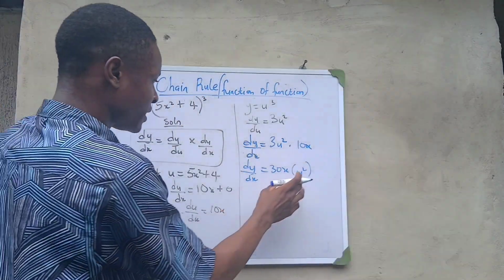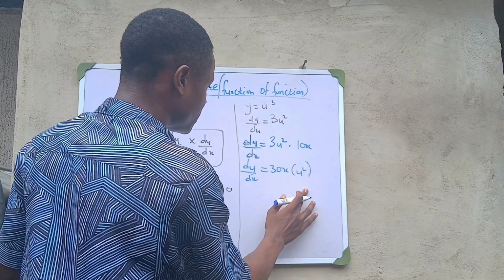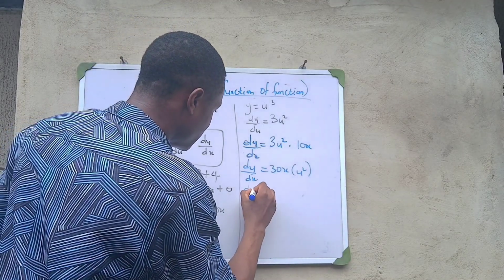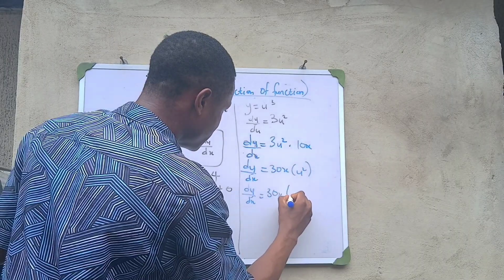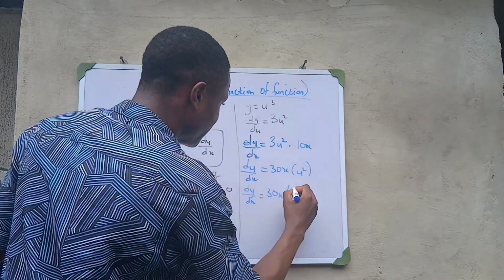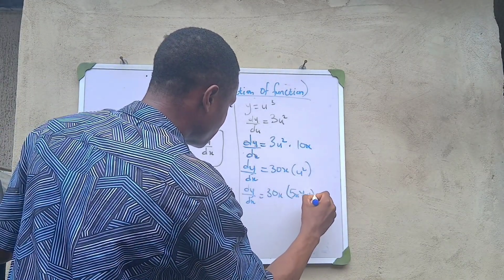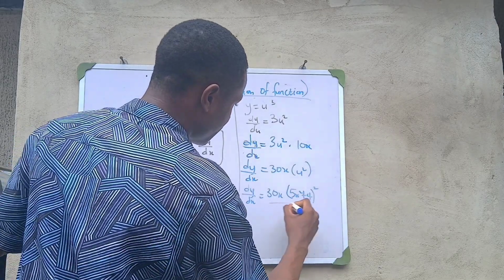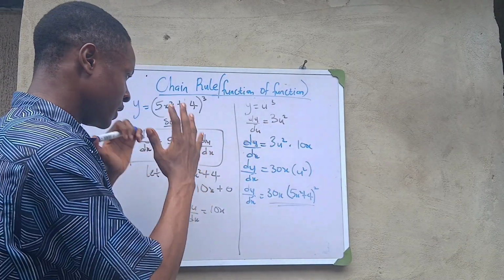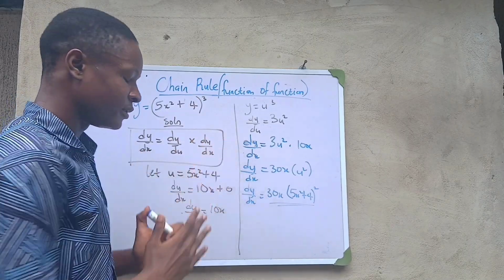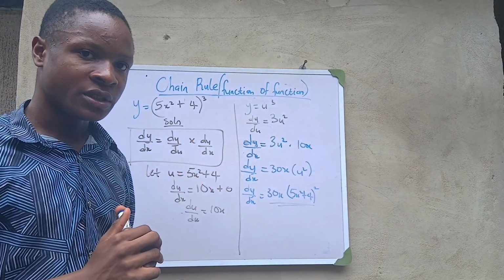So we have to express it in terms of x, not in terms of u. So we have our dy over dx is equal to 30x into (5x squared plus 4) all squared. So this is our final answer. That's just differentiating using chain rule. So we take note of this formula and follow the procedures.